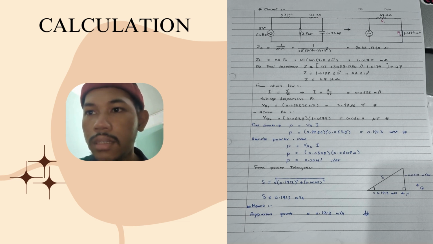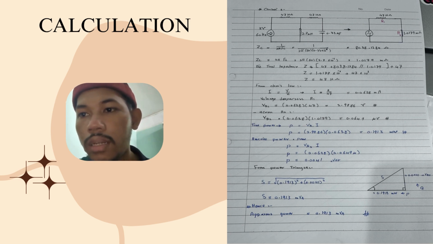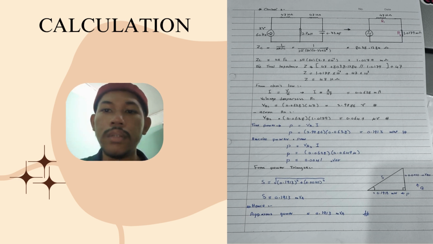So from the power triangle, we get S equal to the square root of (0.1913 milliwatt) squared plus (0.0041 millivar) squared. Then the total is 0.1913 millivolt-ampere. So that is the apparent power value.